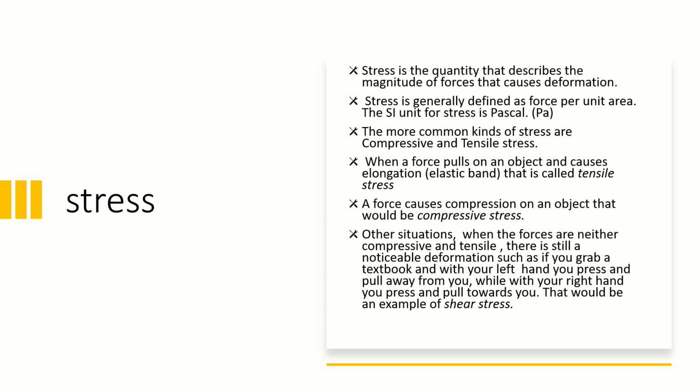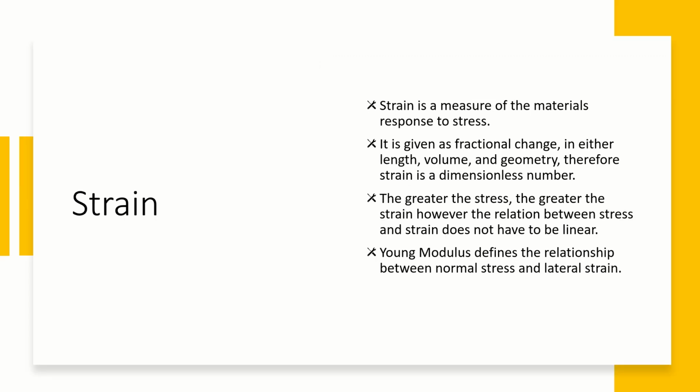And when a force pulls an object and causes elongation, that is what we call tensile stress. An example of that would be an elastic band. And a force that causes compression on an object would be called compressive stress. Of course, there are also going to be situations where the force is neither compressive nor tensile, but there's still a noticeable deformation, such as if you grab a textbook and with your left hand you press and pull away from you, while with your right hand you press and pull towards you. That would be an example of shear stress.